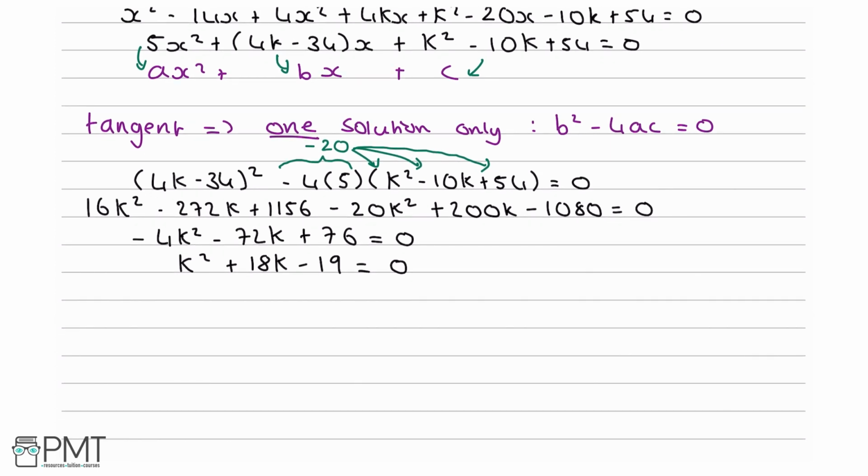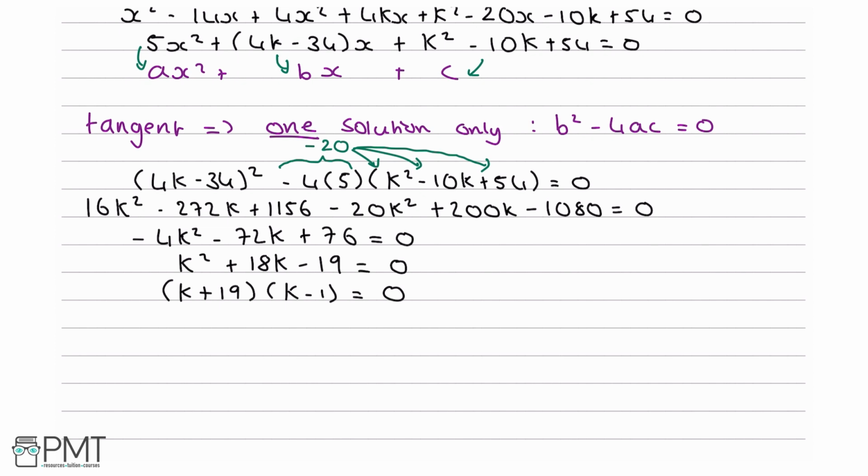So all we need to do is find two numbers which multiply to get minus 19 and add to get 18. So what I'm seeing here is to get minus 19, the only ones you have are either minus 1 and 19 or minus 19 and 1. But since we have 18k here, we know we need the 19. So 19 minus 1 gets us 18. So we're going to have (k plus 19) times (k minus 1), which equals 0.